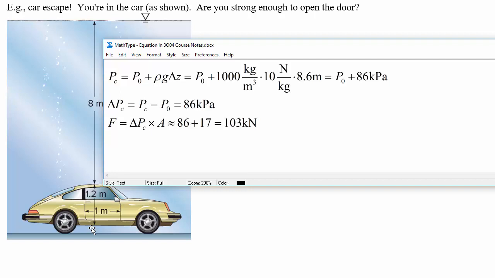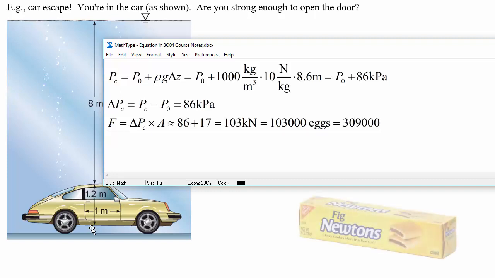So, all right, well, do you have a good feeling for what a newton is? Maybe you do, maybe you don't. A newton is about the weight of 3 fig newtons, or about the weight of 1 egg. So this is about 103,000 eggs, or maybe 309,000 fig newtons.